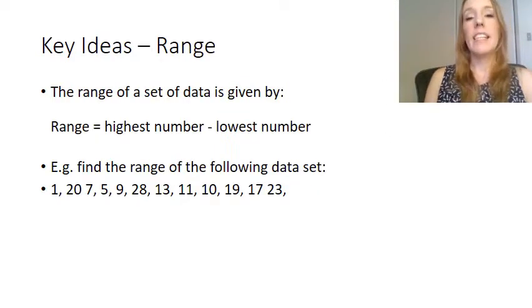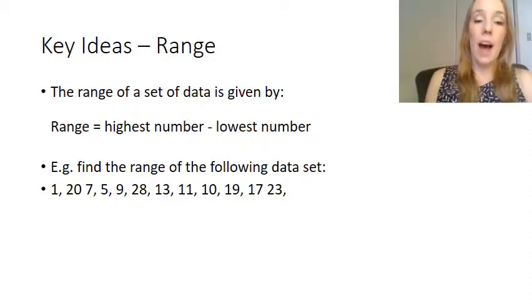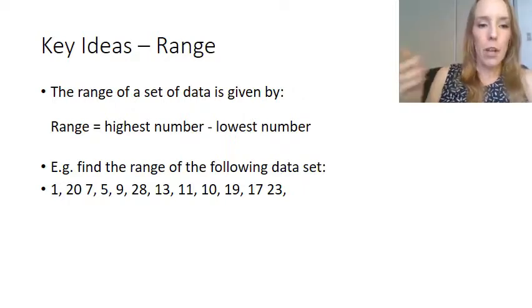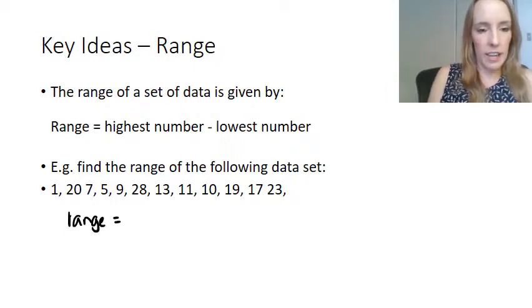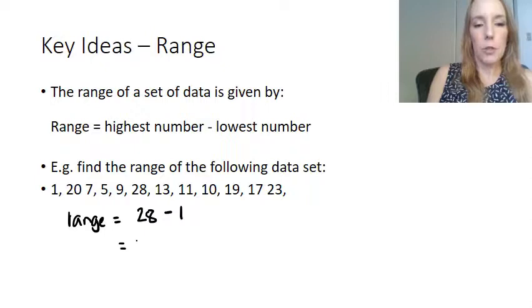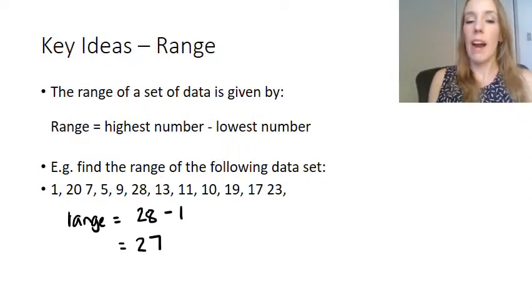Okay, so key ideas of range. The range of a set of data is found by subtracting the lowest number from the highest number. For instance, find the range of the following set of data. Our range is going to be our highest number, which if we quickly scan that data looks to be 28, minus our lowest number, which is 1. So our range would be equal to 27. That would be the range of that data.